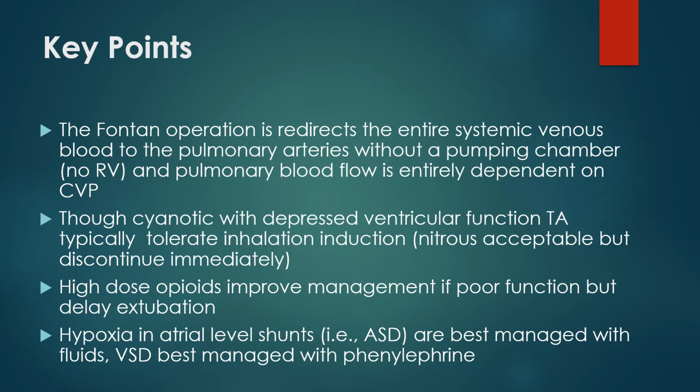Cyanotic TA patients with depressed ventricular function typically tolerate inhalation inductions, and high-dose opioids improve the management of poor function. So if you've got poor ventricular function, heart failure, etc., a high-dose narcotic technique is the way to go with just enough gas to make it smell bad. Hypoxia and atrial level shunts are best managed with fluids. VSD associated with hypoxia is best managed with phenylephrine in these patients.